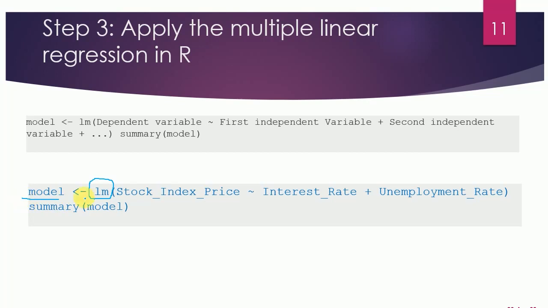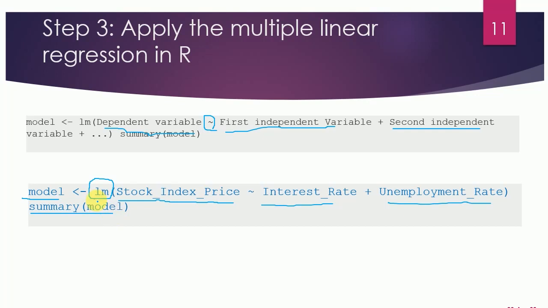Stock index price is the variable which is dependent on two variables, interest rate and unemployment rate. So we will write it like dependent variable depends on first independent variable plus second independent variable, and so on. If there were more independent variables, we could have taken third, fourth, plus, etc. I have taken only two, interest rate plus unemployment rate. The summary of the model can be printed by summary(model).